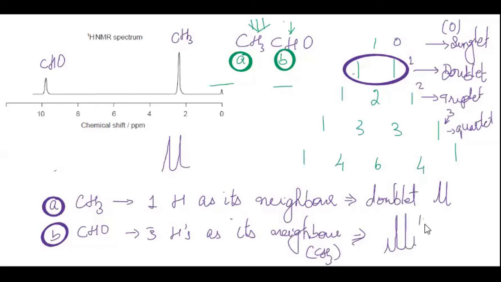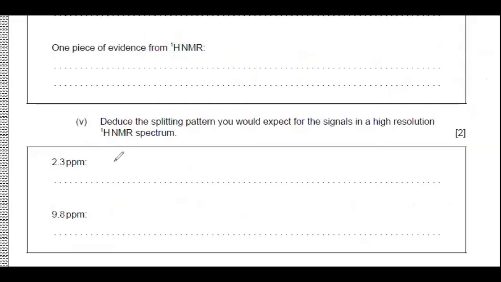This is 1:3:3:1, and this will be for the CHO because there are 3 hydrogens in its environment. So this will be splitting into 1:3:3:1. I hope this is clear. If you have any confusion, please have a replay of this particular portion.